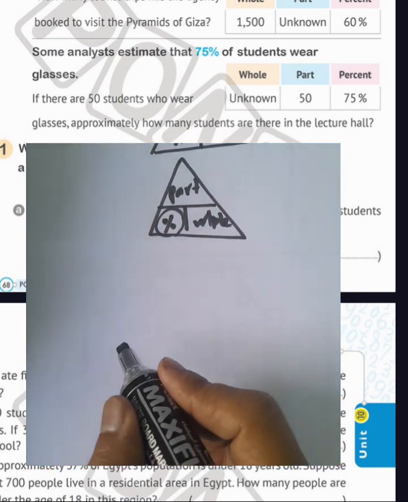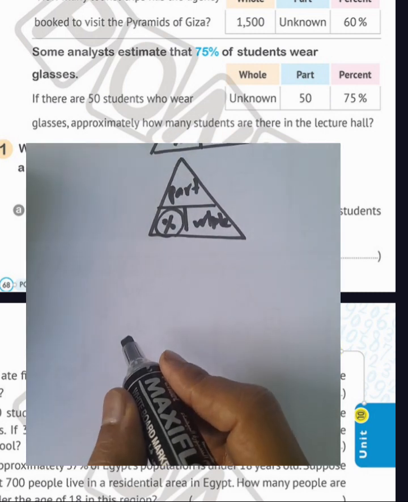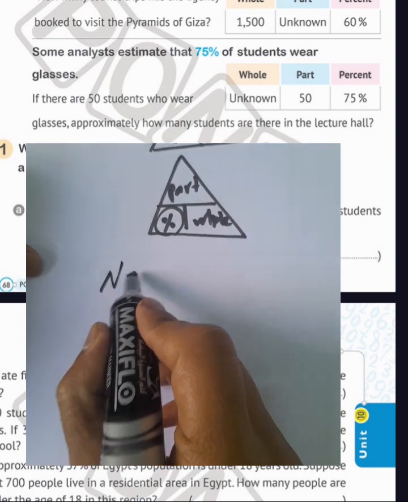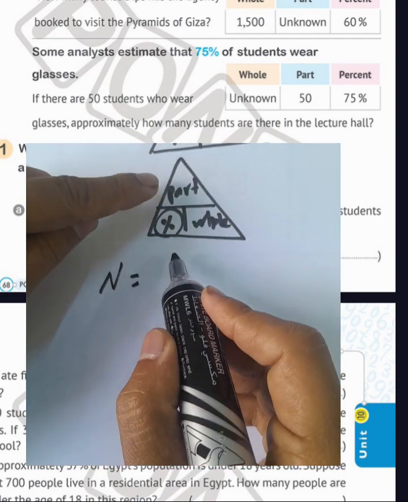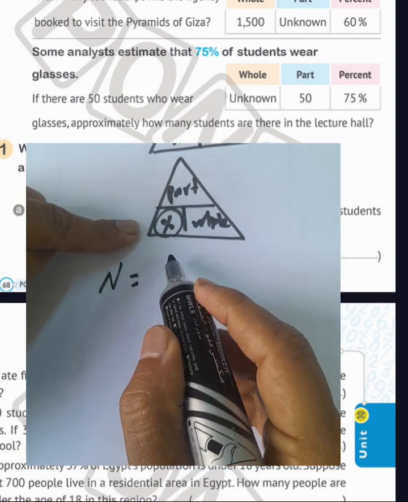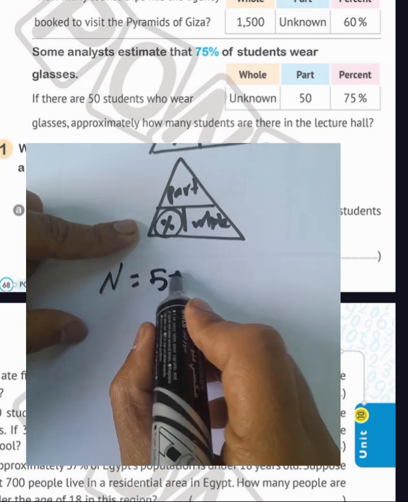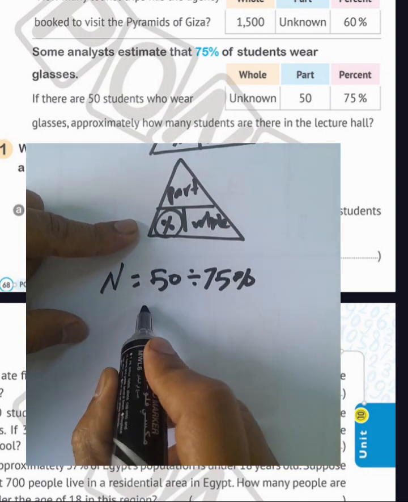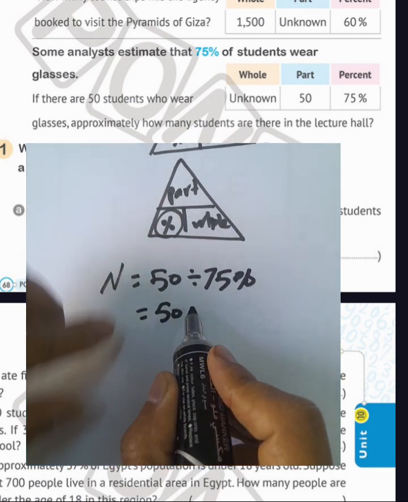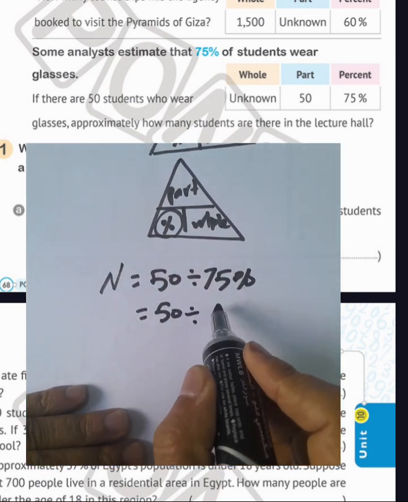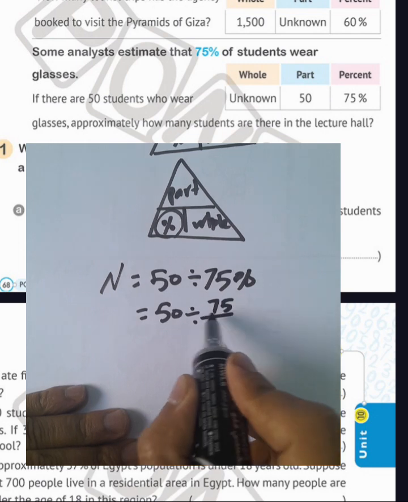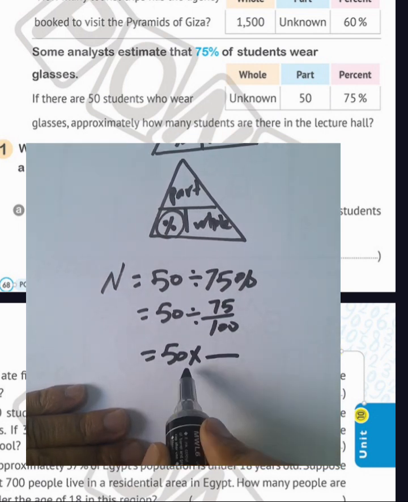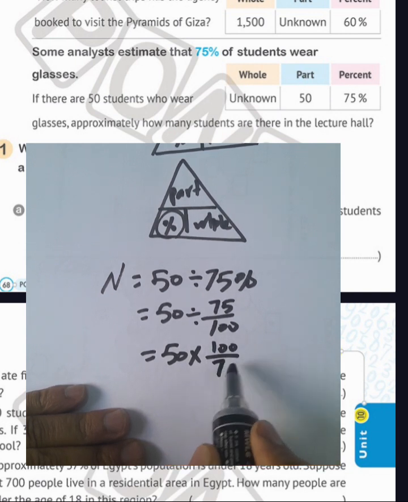Then, how many students are there in the lecture hall? We can find the number of students by dividing the part by the percent. The part here was 50, divided by the percent, 75%, right? 50 divided by 75%, which is 75 over 100. Then you convert from division to multiplication and write 100 over 75.